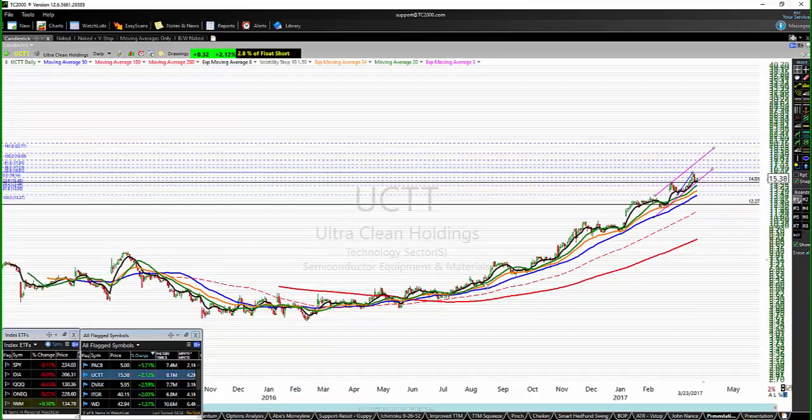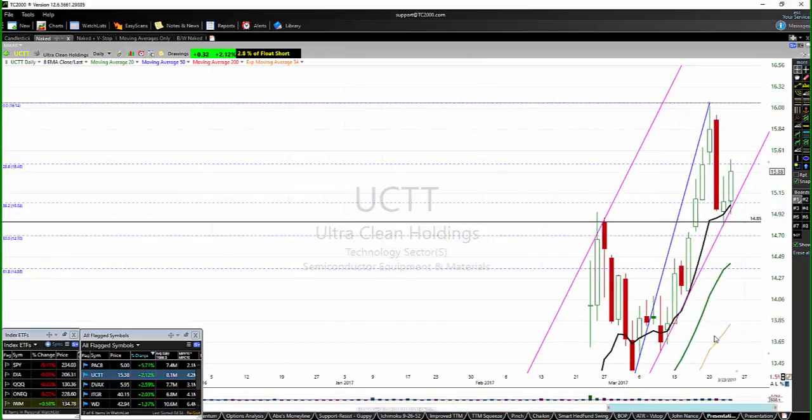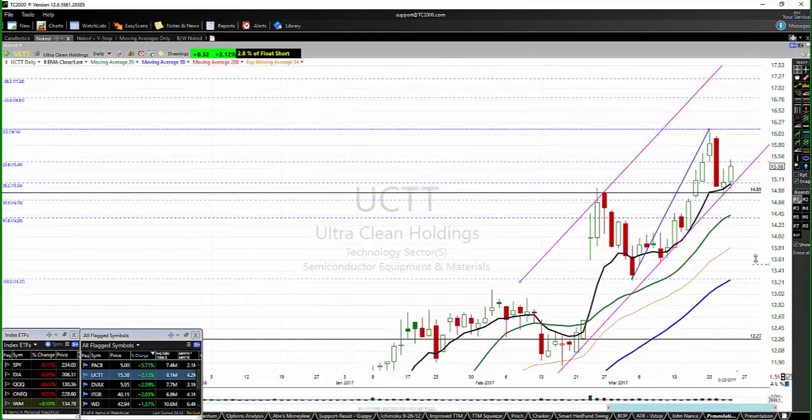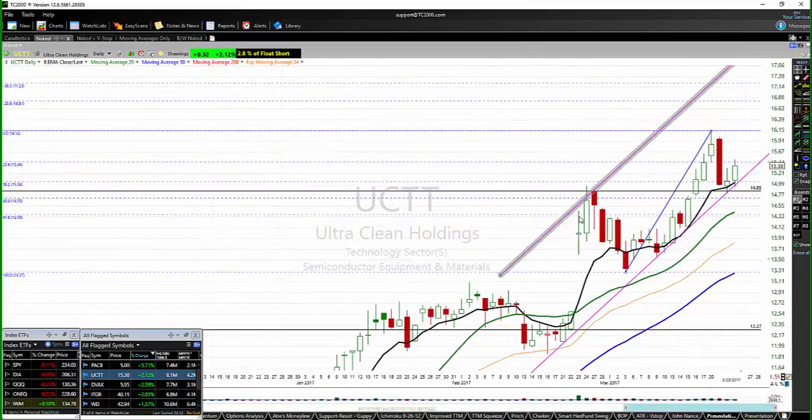Here's a longer view of UCTT, and you can see a big, beautiful rounding bottom. It's been broken out and trending strongly for quite some time, and most recently has had a little pullback. So let's pop that into a larger size so you can see the pullback. Drag that here. So here's our pullback.